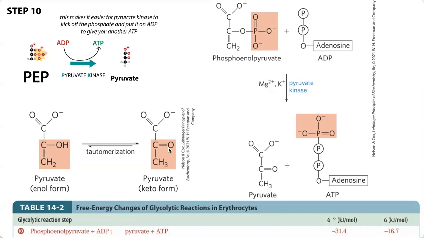Now, what do you think would rather have those electrons, the oxygen or the carbon? It's going to be the oxygen. So this keto form is going to be highly favored. But when you have phosphoenolpyruvate, the phosphate group is trapping this in the enol form. If you remove that phosphate group, it can now tautomerize to the keto form, which is highly favored. And so that's going to give you this big boost of energy that you can use to catalyze the addition of that phosphoryl group onto ADP in order to give you ATP.